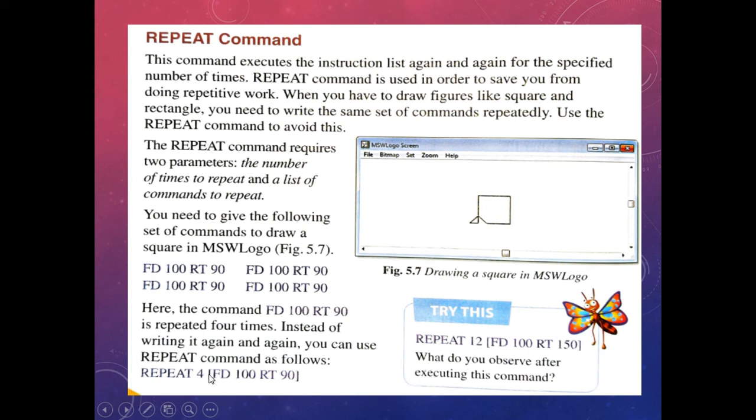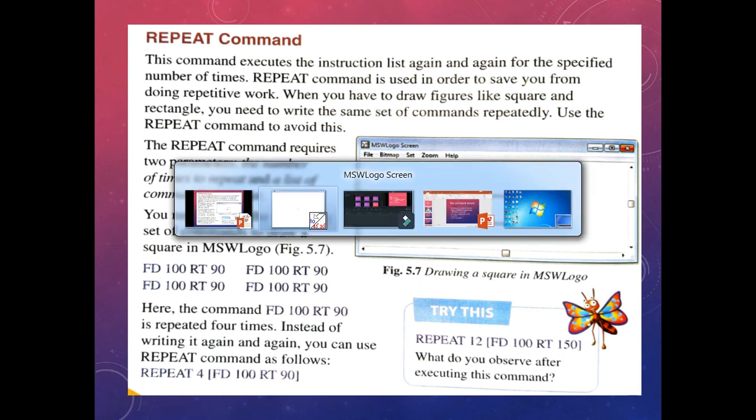repeat 4, and then we have to write it in the square bracket. There are 3 types of brackets: simple brackets, that is open and close round brackets, then we have curly brackets and square brackets. We have to use square brackets here. So FD100 RT90 is given in the square bracket so that it will get repeated 4 times. And here is one more command we will try: repeat 12 times. This command will be repeated 12 times and we'll get one figure.